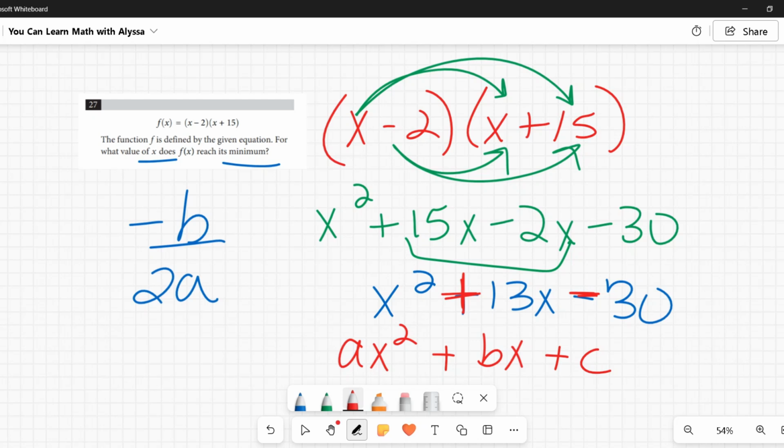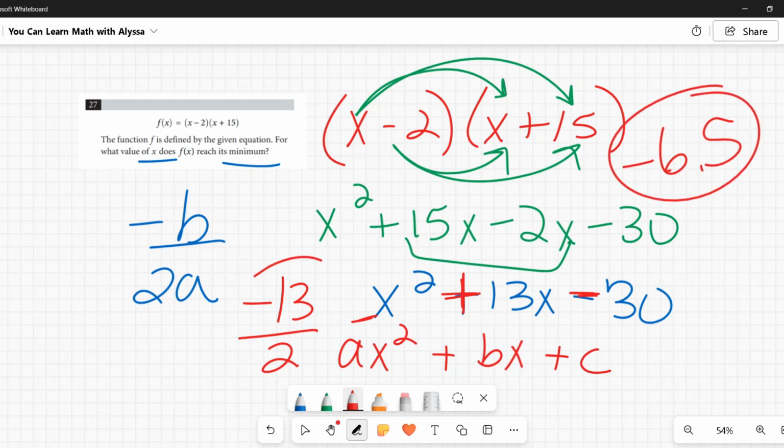So here, negative b over 2a, the opposite of b over 2a. B is a positive 13, so the opposite of that would be negative 13. My a here is an invisible 1, so 2 times a is 2. And that's it. X is negative 13 halves. And you absolutely can put that in a decimal format. So it would be negative 6.5. Those are the two ways you can write it.